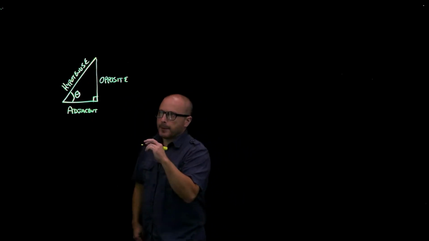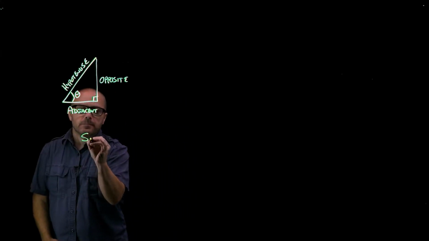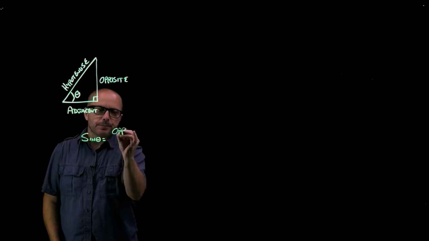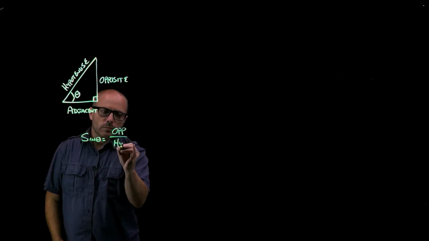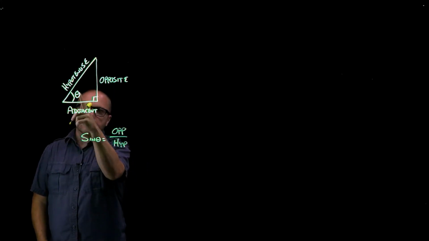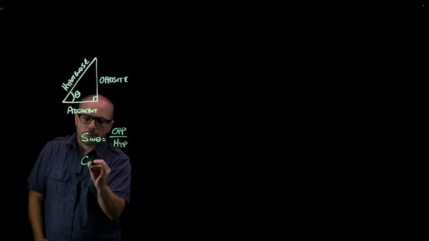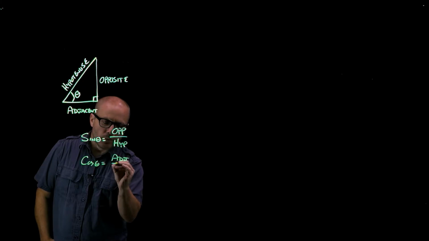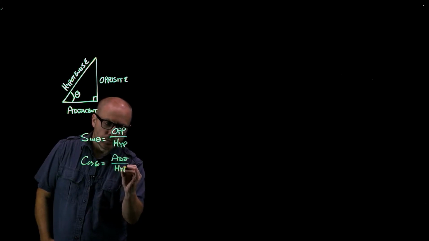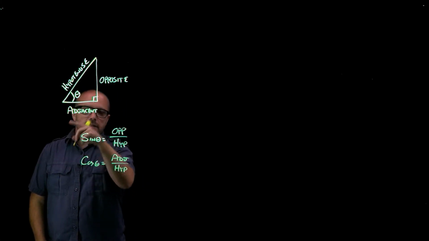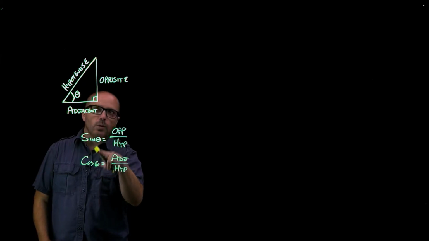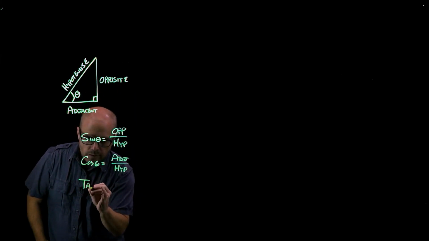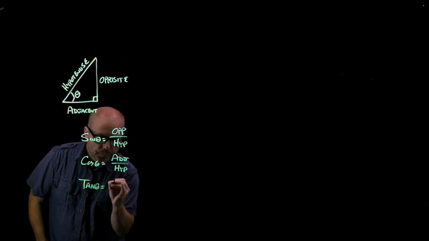So sine is the opposite side over the hypotenuse. Cosine is the adjacent over the hypotenuse. The tangent is sine over cosine, or opposite over adjacent.